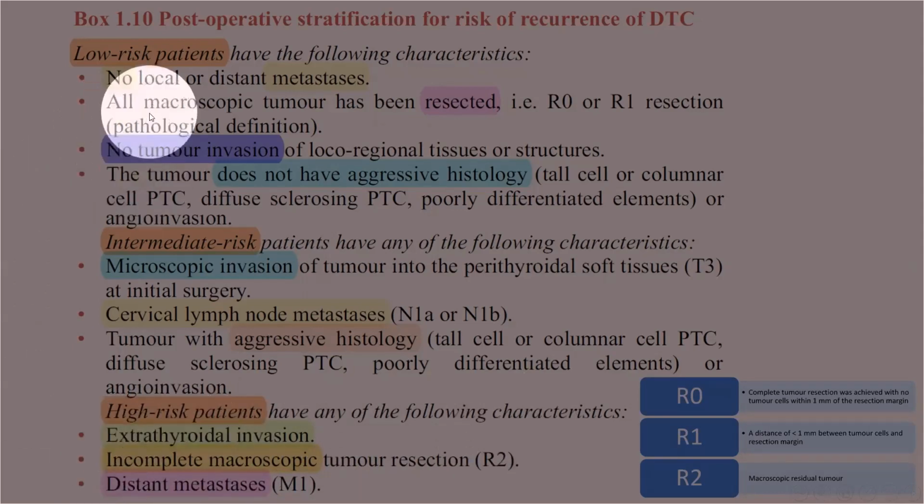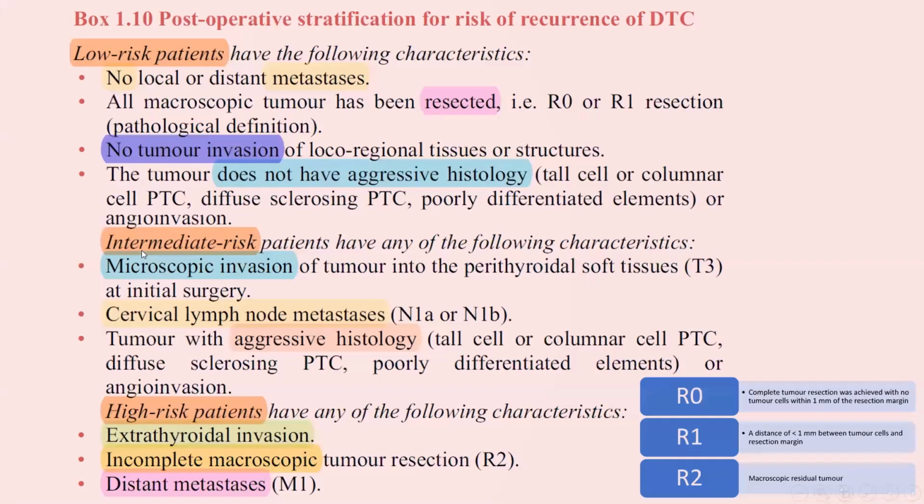What does not belong to low risk or high risk is intermediate risk. Intermediate risk means microscopic invasion of the tumor, cervical lymph node metastasis N1A or N1B, or a tumor with aggressive histology, which is tall cell or columnar cell papillary thyroid carcinoma, diffuse sclerosing papillary thyroid carcinoma, poorly differentiated element, or angioinvasion. So it is very important to classify your patient into the low risk, intermediate risk, or high risk group, because the treatment will be different according to this risk stratification.